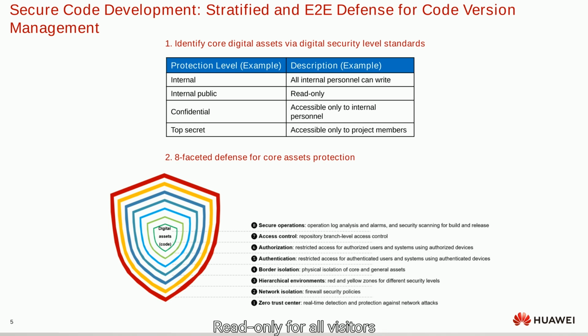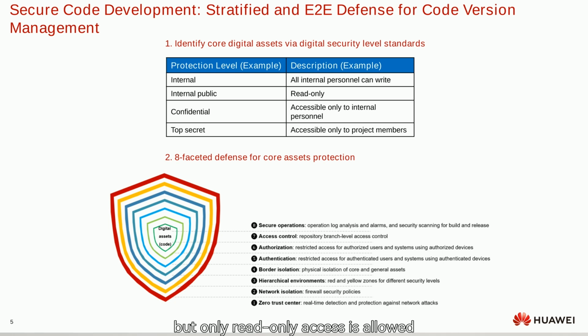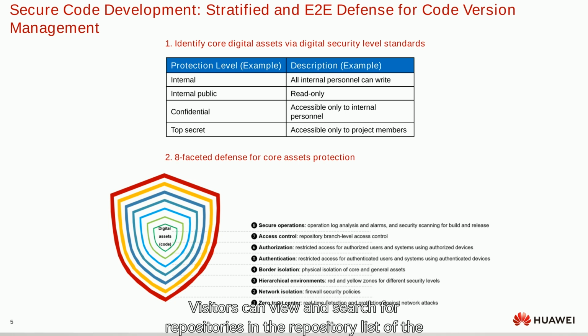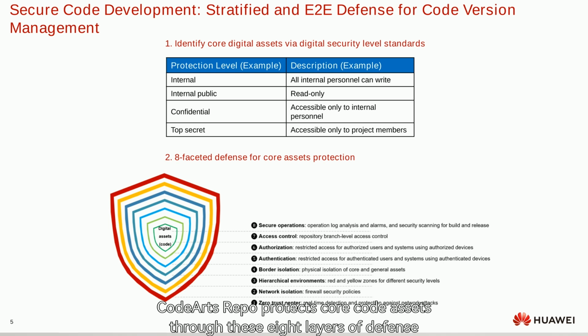Fourth, read-only for all visitors. The protection level is top secret. This type of repository is open to all visitors, but only read-only access is allowed. Visitors can view and search for repositories in the repository list of the project and repository groups. As you can see, CodeArts Repo protects core code assets through these 8 layers of defense.